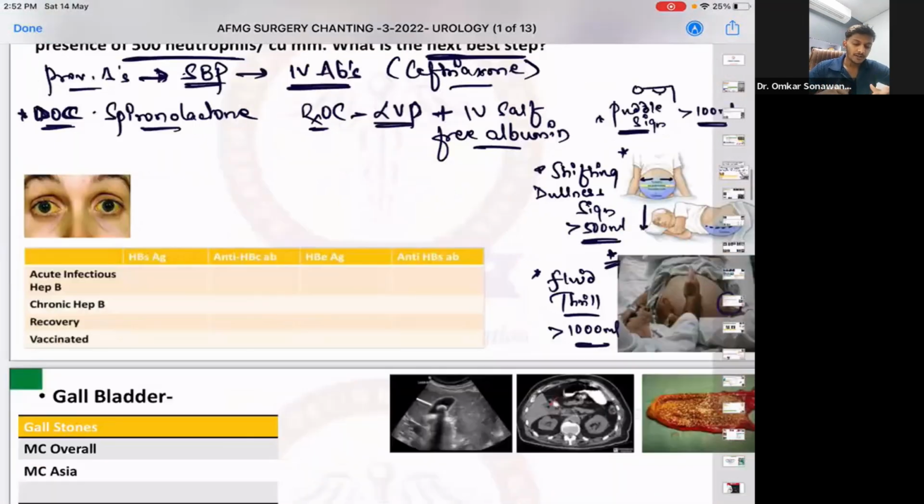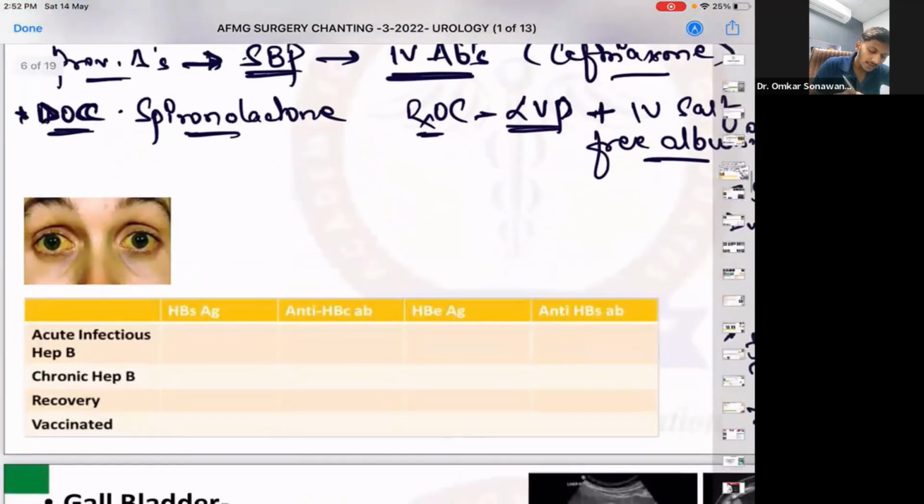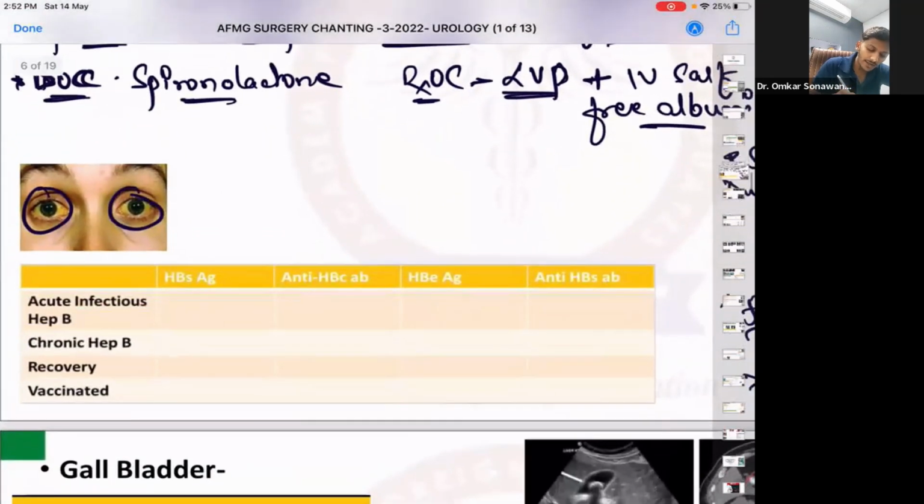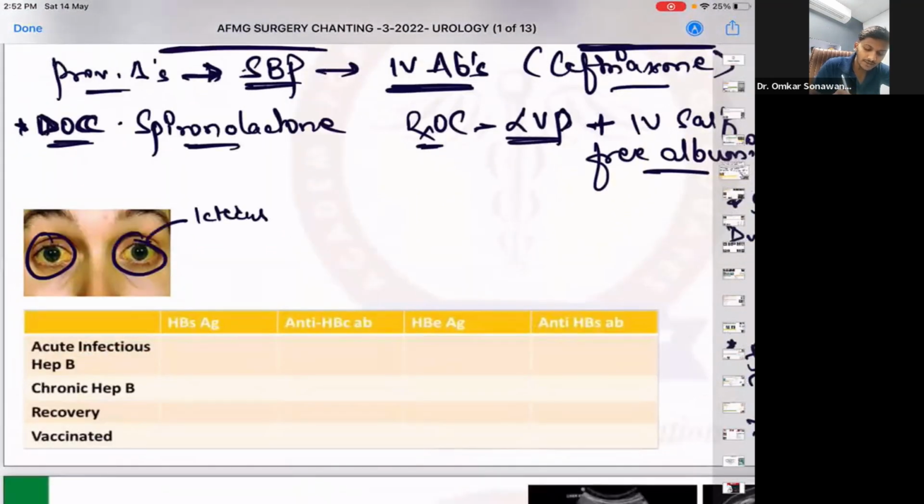This is important. The next one: here you can see this sign, which is icterus. Icterus is a sign of jaundice. Can anybody tell me, we have discussed this, what is the first site for icterus? Very good, it is the frenulum of your tongue, followed by your sclera. It is not the sclera first.